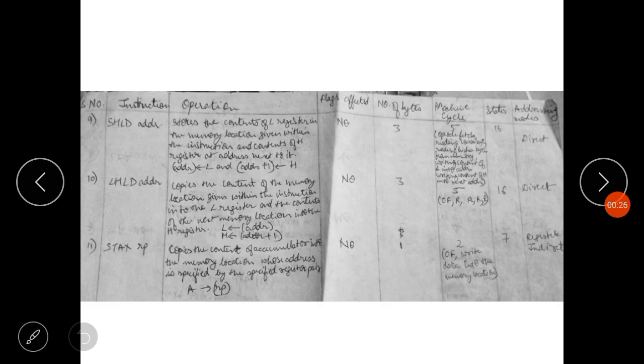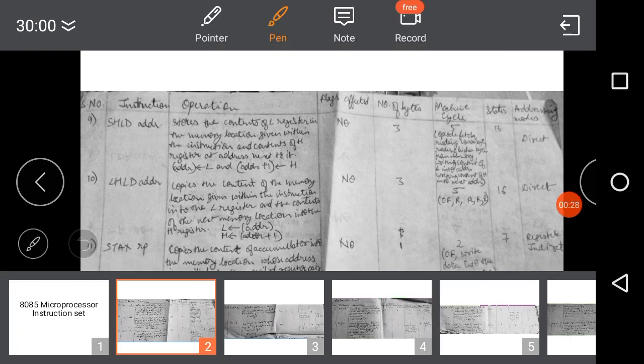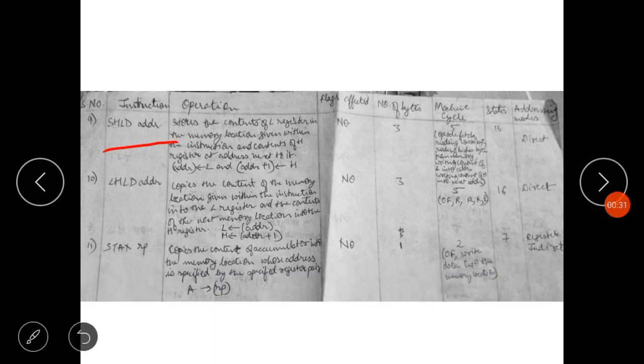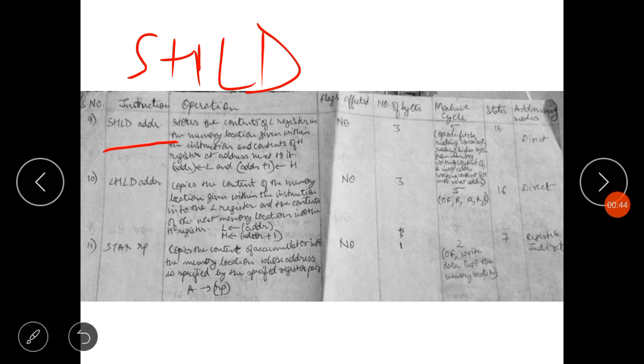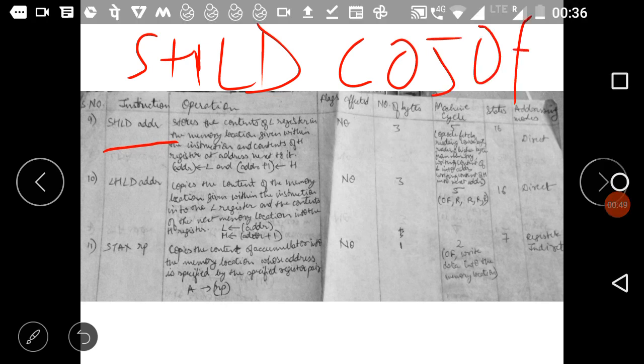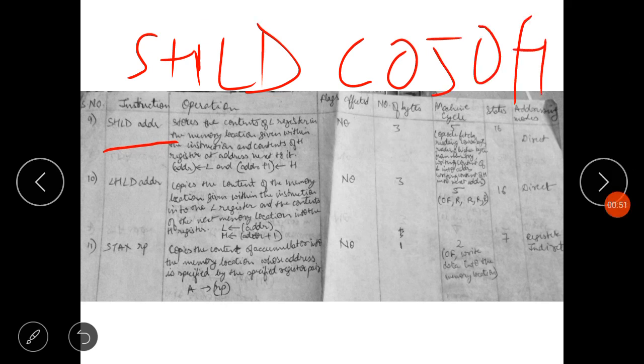SHLD address. What is the purpose of this instruction? What does this instruction do? For example, SHLD, suppose I'm taking the address C050H. Let the content of H be 20H and the content of L be 40H.